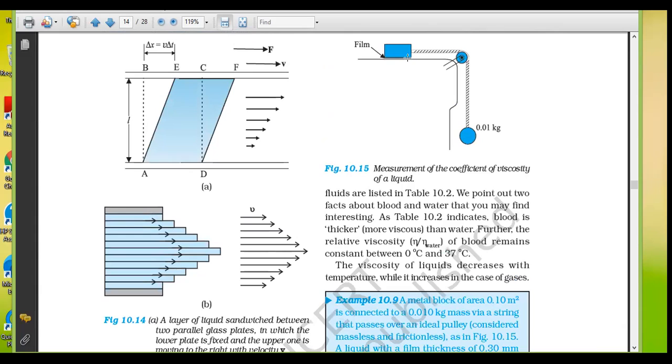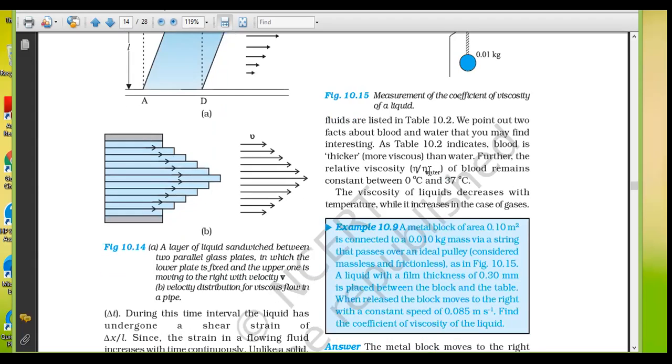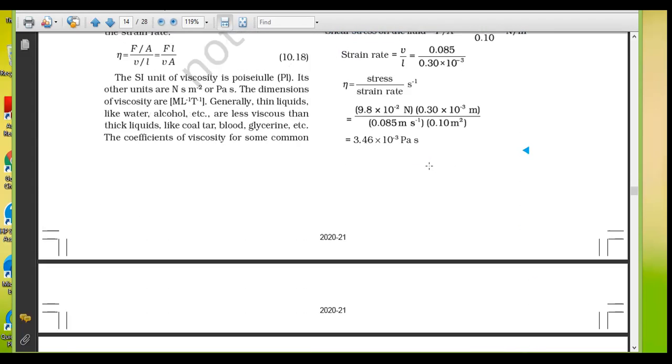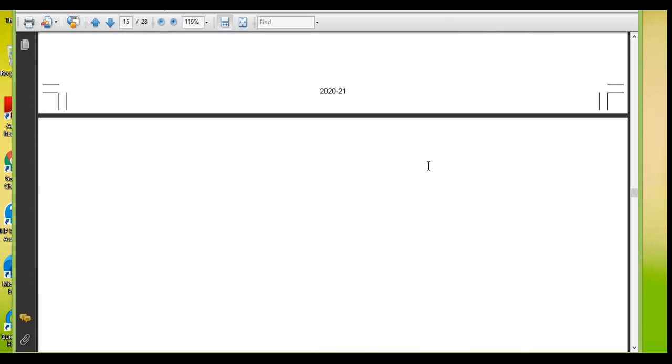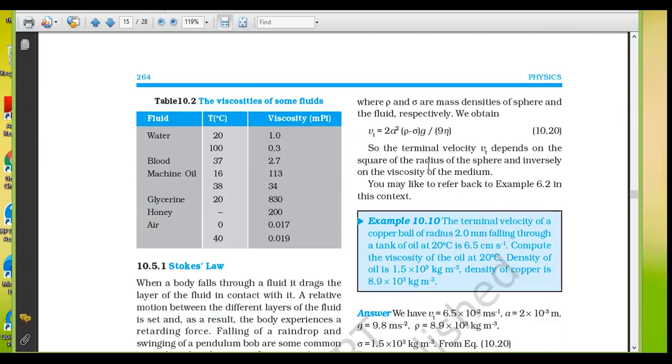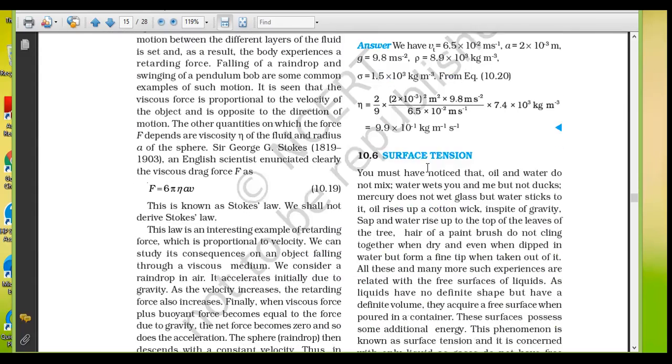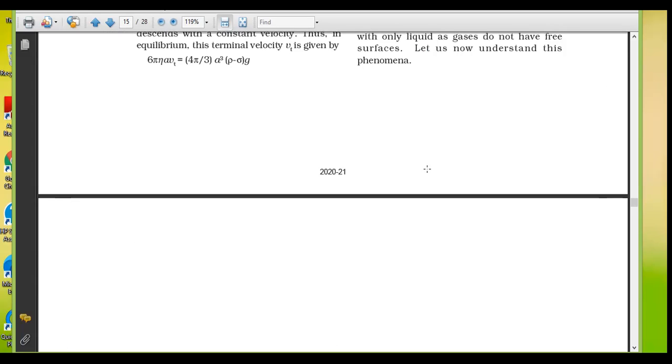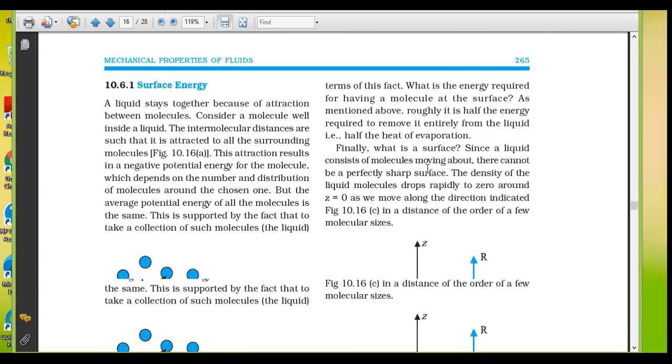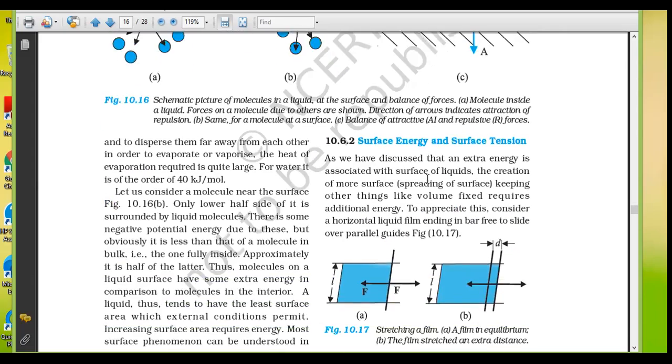Okay. You have a block like this. So what will happen when you fill it? Okay. So your homework is to complete the example problems. Okay. Surface tension also we completed it. Okay.